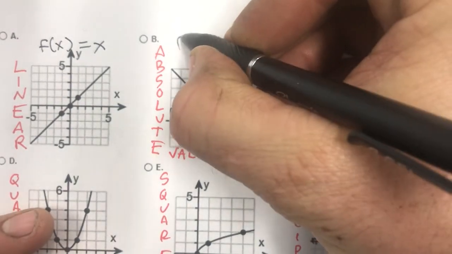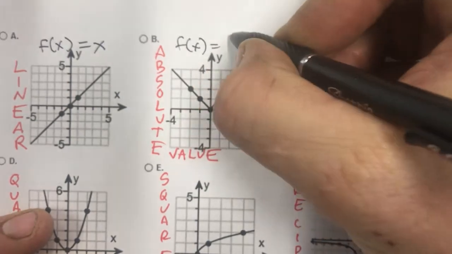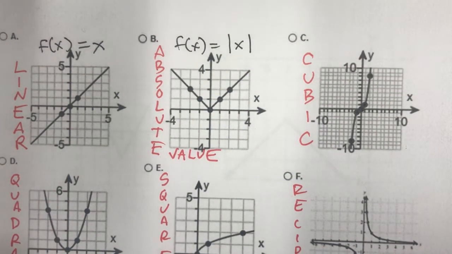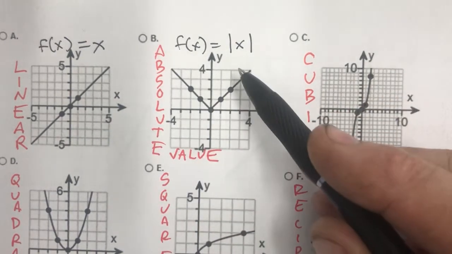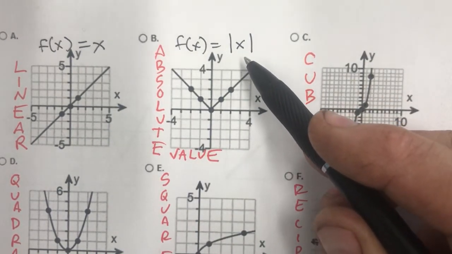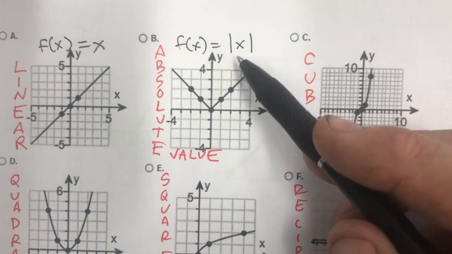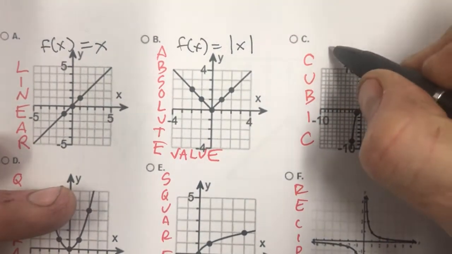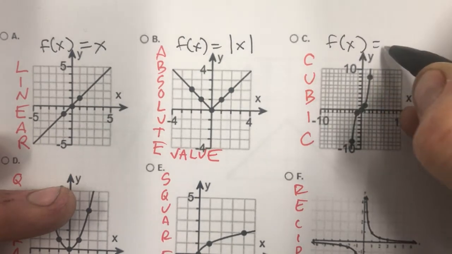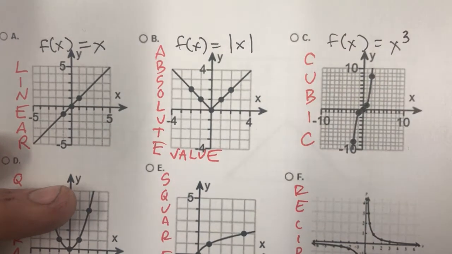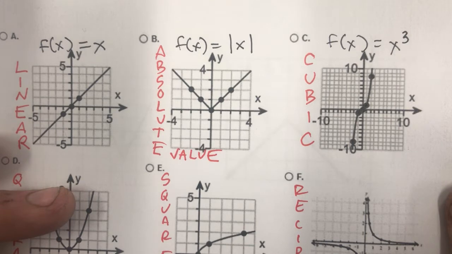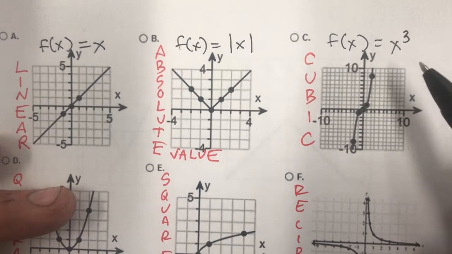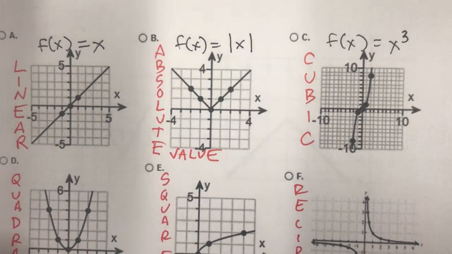Now right here, this is the absolute value of x, when x is in these absolute value bars. And just like I said about linear, we can have multipliers, we can have add, subtracts, but the main thing is x is in the absolute value bars. Cubic, this one, f of x, is x to the 3rd power. So again, we can have multipliers, we can have add, subtract, or whatever, but the main thing is x is being to the 3rd power.